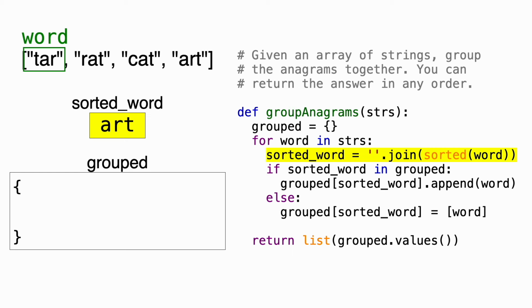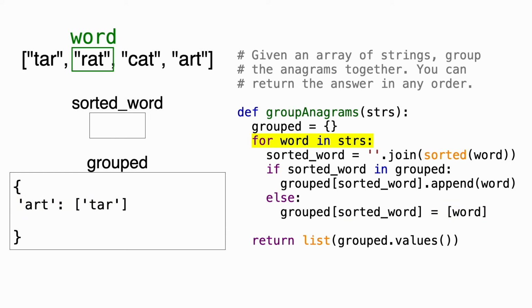Now it's time to add our result to the grouped dictionary. If the sorted word is already a key in the dictionary, then we'll simply append the original word to the list of grouped anagrams. But right now, art is not a key in the dictionary, so let's jump to this else block and we'll create a key of art, and the value will be the original word, tar, inside of a list. Now let's look at the next word, which is rat.